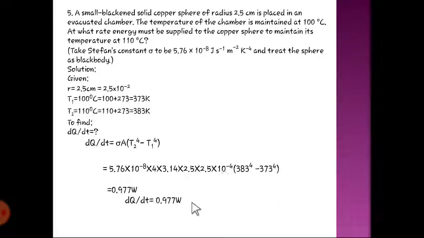By solving all this, I am getting 0.977 watt. So this much amount of energy should be given to the copper sphere, which we are going to consider as a black body, by which it will emit energy inside the chamber, and the chamber will absorb it, and the temperature will rise by 10 more degrees. That means it will reach 110 degrees Celsius by applying energy of 0.977 watt. Okay, so this is all about this numerical.